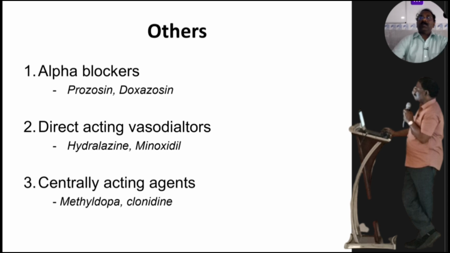So alpha blockers. Alpha blockers, we have prazosin and doxazosin. And out of them, prazosin is a very popular drug in the market. And the common indication to use prazosin is CKD, chronic kidney disease.